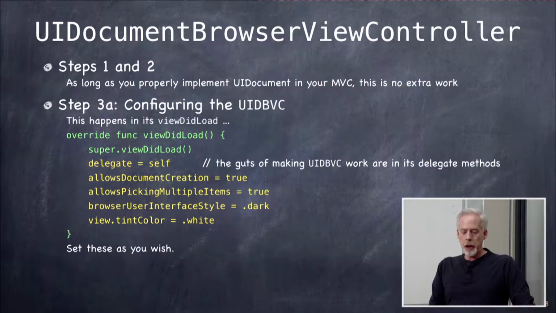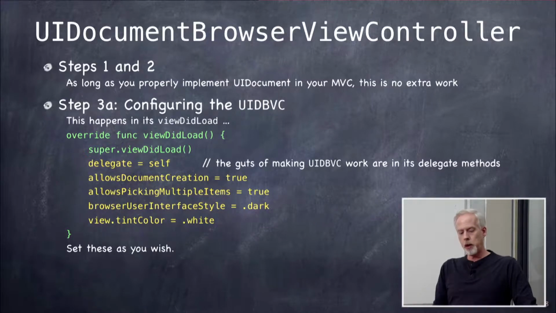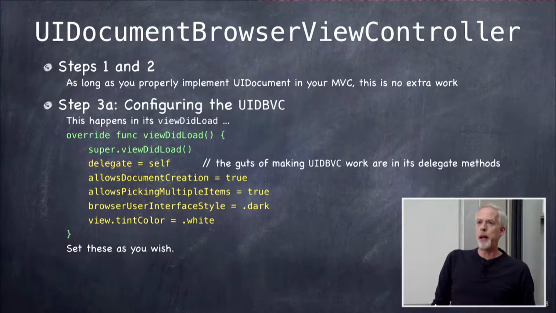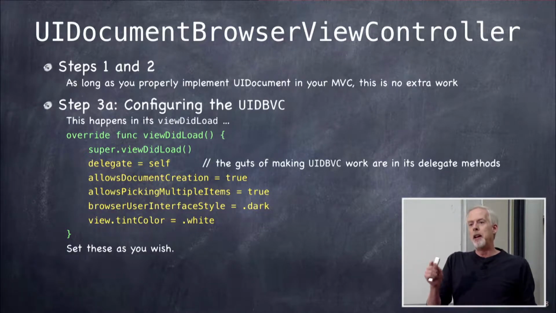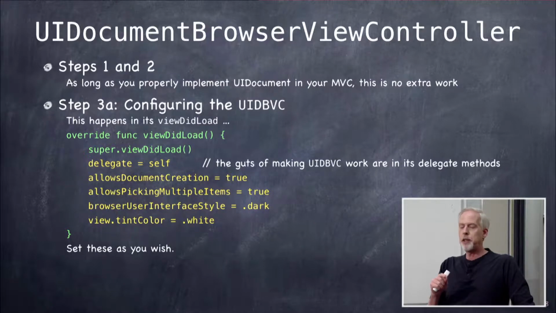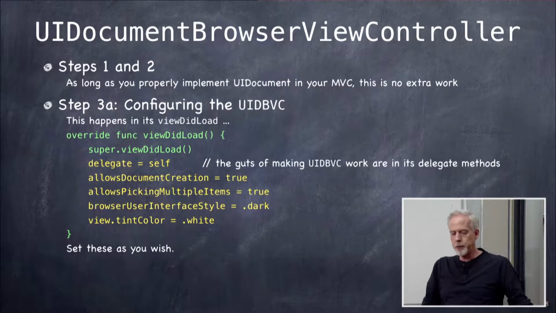Then you can have some things like allowsDocumentCreation equals true. Do you allow people to create documents in your app, or are you just a document viewer? Do you allow multiple items to be picked? In other words, can the user go in and shift-click, or whatever the equivalent is with the touch interface, to choose multiple items and open them at once? Like EmojiArt can't do that. It can only show one document at a time.